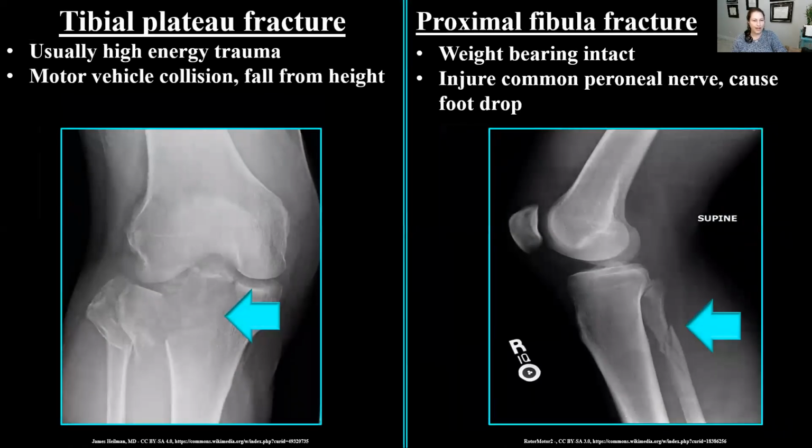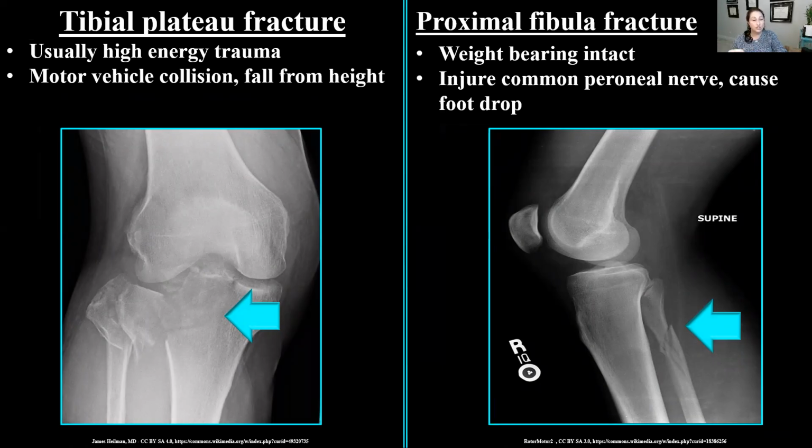Tibial plateau fracture. So we're moving down into the leg now. This is usually a very high energy type of trauma, so a motor vehicle collision or a fall from a very high height. Proximal fibular fracture. Their weight bearing will remain intact because remember the fibula is a non-weight bearing bone.